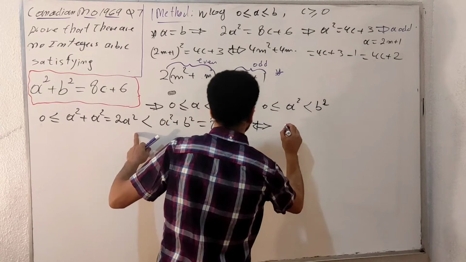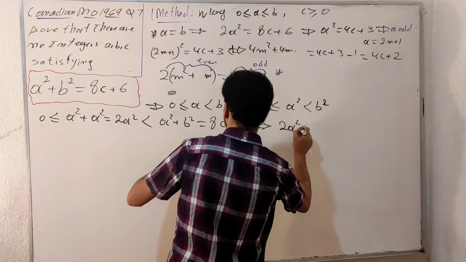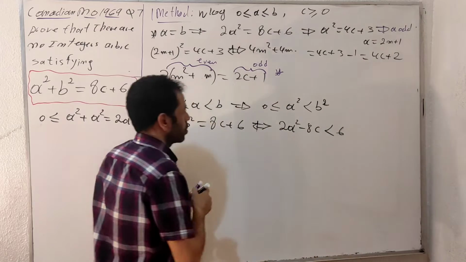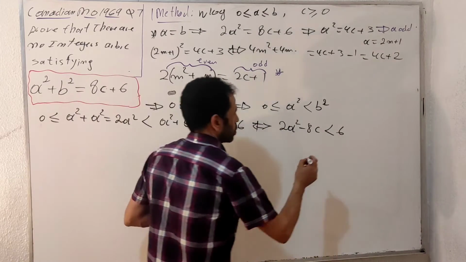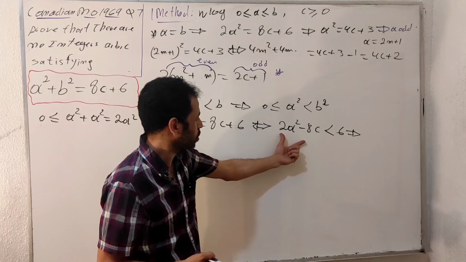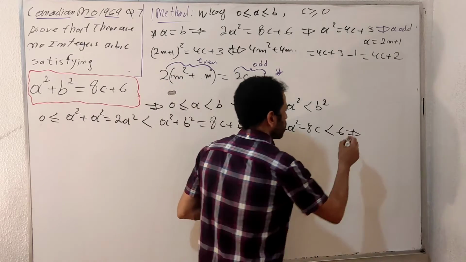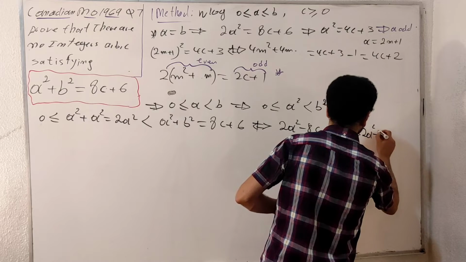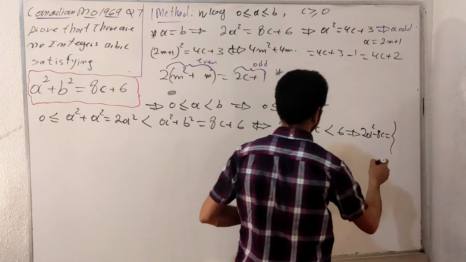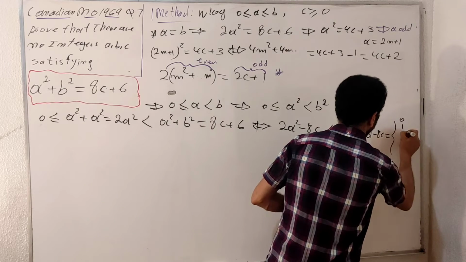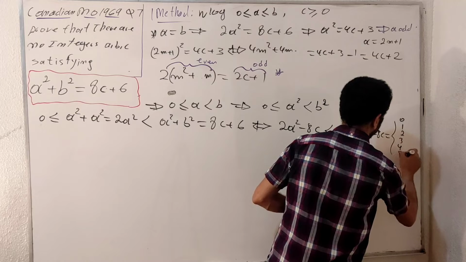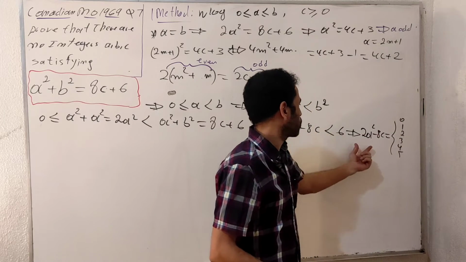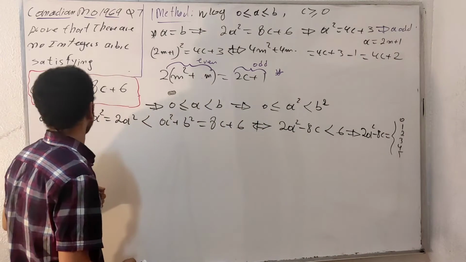I will have 2a squared minus 8c is strictly inferior than c. What's this one telling us? This term is telling us it is going to take 6 possibilities, which means 2a squared minus 8c is going to take the following values: 0, 1, 2, 3, 4, 5. So if this one is taking 0, which means both terms a and c are equal to 0.